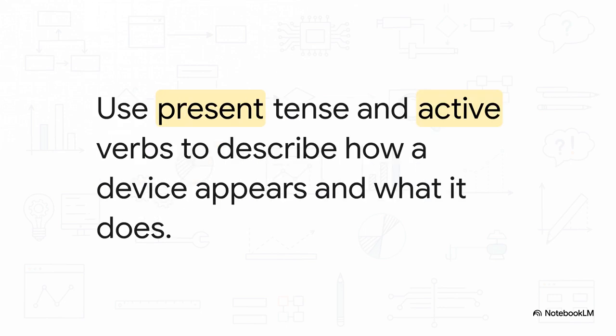And last but not least, always try to use active verbs. It just makes your writing feel more direct and energetic. Passive sentences like, the power can be turned on by the button, feel a little weak and wordy. But the active version, the button turns on the power, is simple, clear, and it puts the action front and center. It's a small tweak that makes a huge difference.